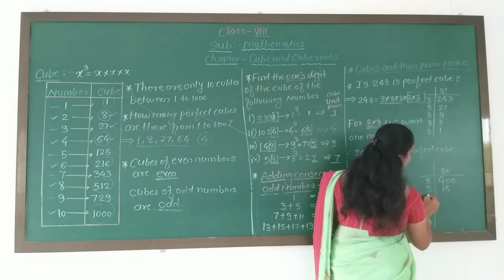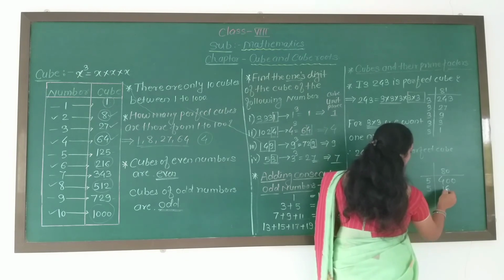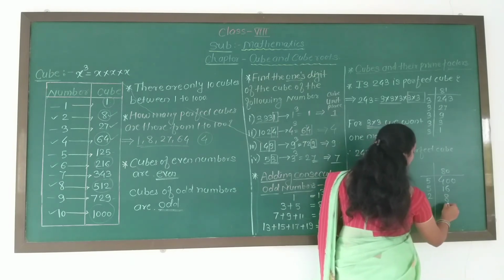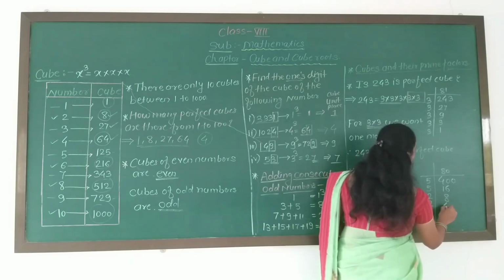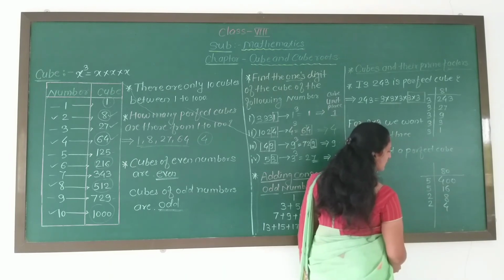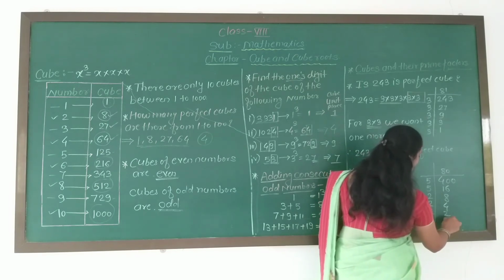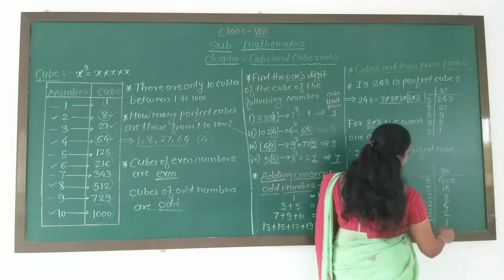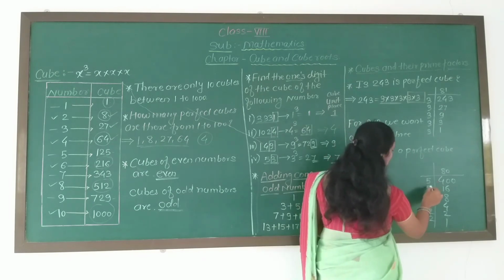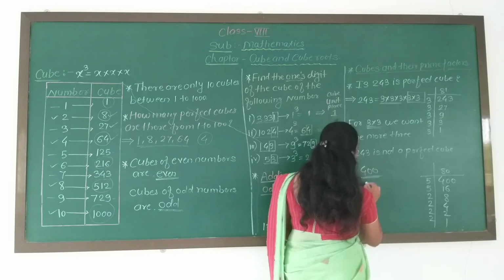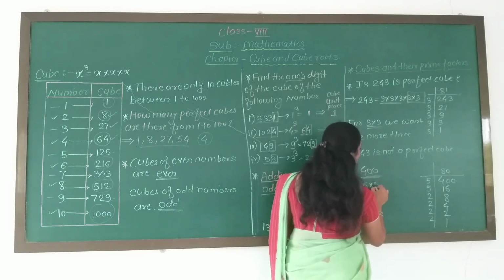Now 60. For 60 it is divisible by 2. 2 thirties are 60. After that 2 fours are 8. After that 2 twos are 2. After that 2 ones are 2. Okay, that means 5 into 5 into 2 into 2 into 2 into 2. So what are the prime factors of 400? 5 into 5, 10.